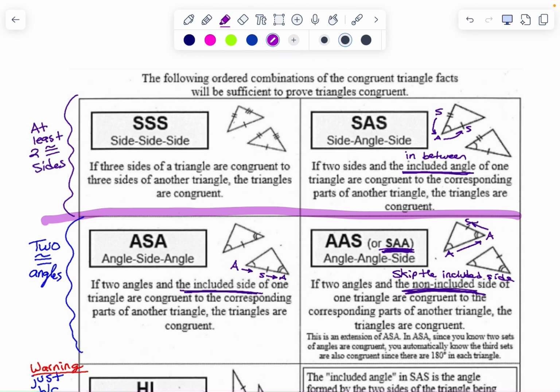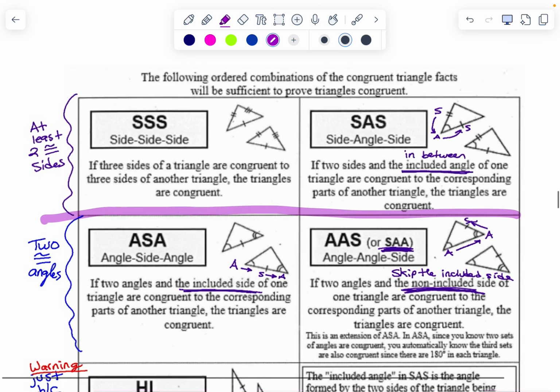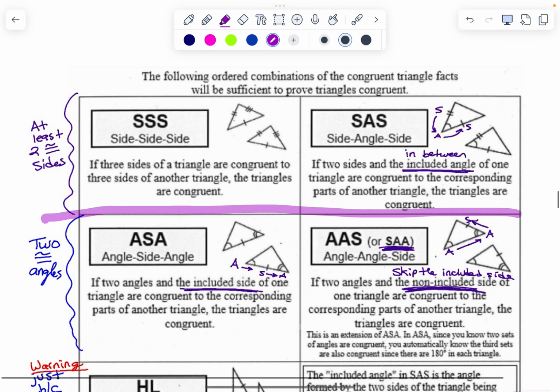Okay, on SAS, side angle side, please read carefully. It says if 2 sides and the included angle. So note that I said in between. Please put that on your paper. So the angle has to be in between the 2 side lengths. Anyway, if those are congruent, the whole triangle is congruent. We don't have to go measure the other 3 pieces.